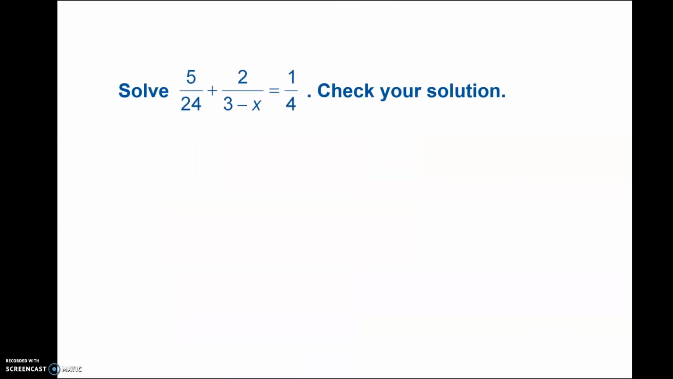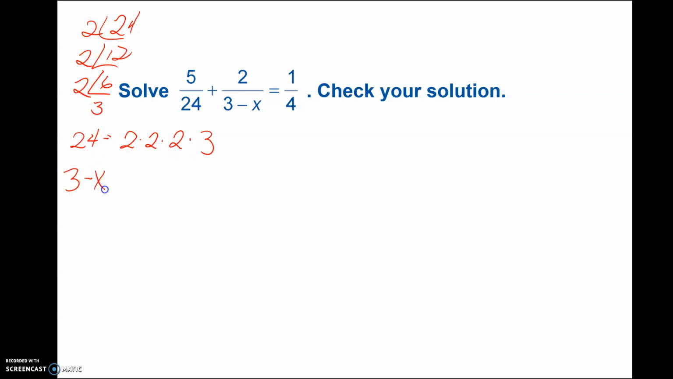Let's try this one here. So I have my denominators are 24. So that factors into 2 times 2 times 2 times 3. If I did this 24 to 12 to 6 to 3, that's how I can get that. 3 minus x, I can't factor anything out of that, so that's just 3 minus x as a factor of itself. And 4 factors into 2 times 2.